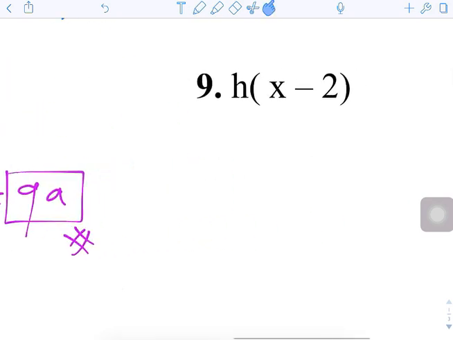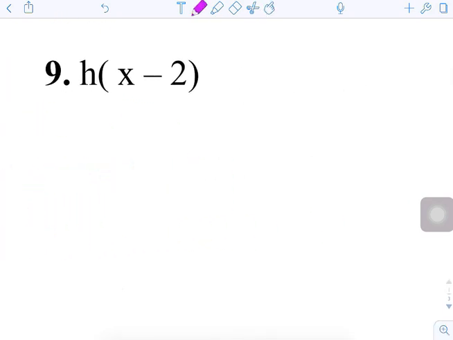Now let's try number 9. Number 9 is very similar to number 7, just with a different function. So let's start outside in. I'm going to give you guys a minute to try this one. Okay, let's do this. And I know it's not a minute, but I figure you guys can pause the video.